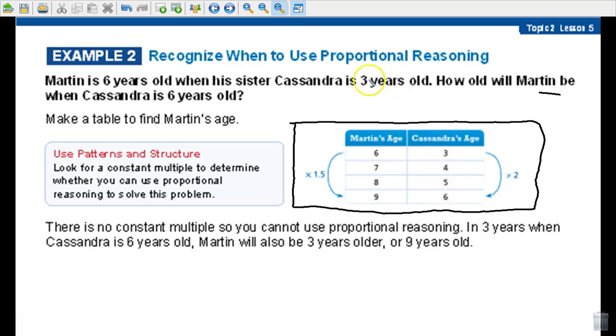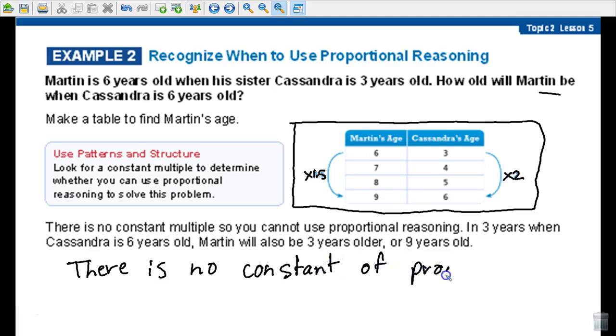As we can see, Cassandra, starting at 3 years old and going to 6 years old, we multiply by 2. To get from 3 to 6, you multiply by 2. But when Martin is 6, he is going to 9 because it's only 3 years. So going from 6 to 9, you're only multiplying by 1.5. So between these two quantities, there is no constant of proportionality.